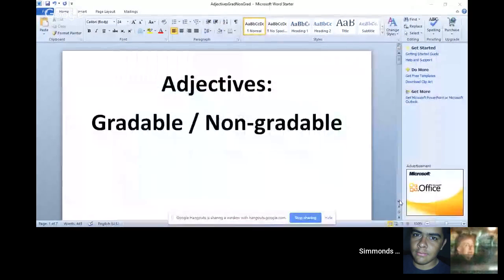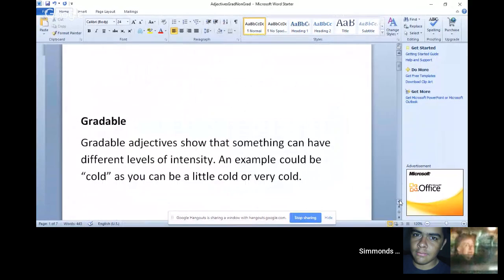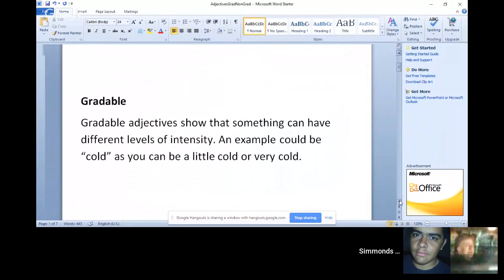So we're going to go down here a little bit. And Rafa, why don't you go ahead and read this for us? Gradable. Gradable adjectives show that something can have different levels of intensity. An example could be cold, as it can be a little cold or very cold. So basically what you said. Okay, so there's different levels of intensity here.